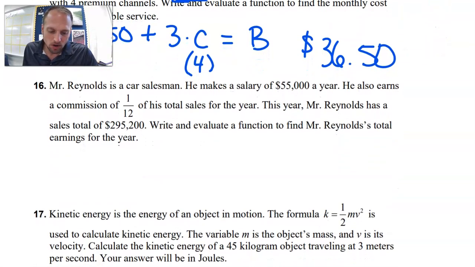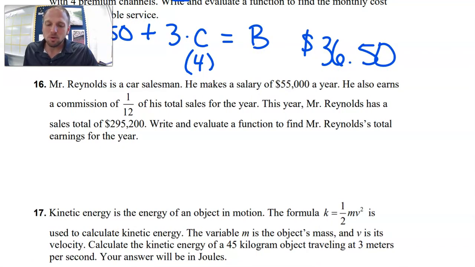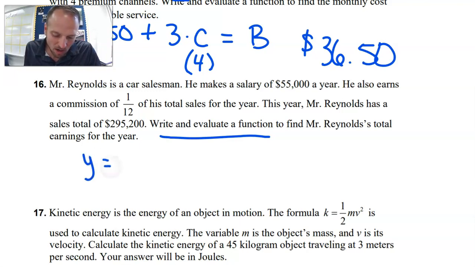Mr. Reynolds is a car salesman. He makes a salary of $55,000 a year. He also earns a commission of 1/12 of his total sales for the year. This year, Mr. Reynolds has a sales total of $295,200. Write and evaluate a function to find Mr. Reynolds' total earnings for the year. Okay, so now, if we're writing this function, we're just going to start with this. And maybe let's start using X and Y.